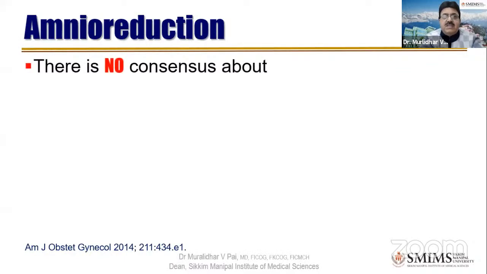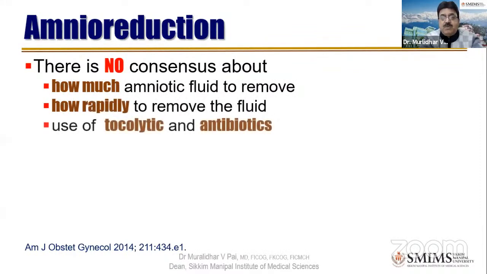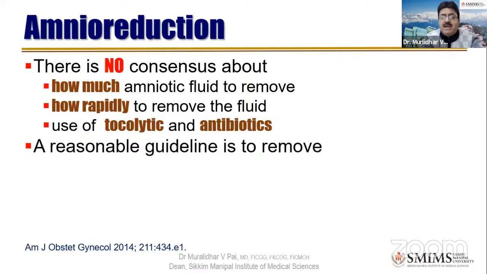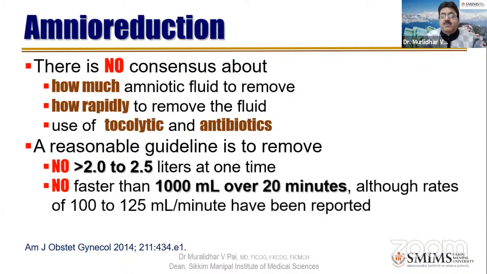Amnio reduction: there is no consensus about how much amniotic fluid to be removed in a given setting, how rapidly it should be removed, and whether to use tocolytics and antibiotics before doing this. A reasonable guideline is to remove not more than 2 to 2.5 liters at a given time. Otherwise, there's a danger of abruptio placenta if you suddenly remove more than that. And it should be removed very slowly, no faster than 1000 ml over 20 minutes, although rates of 100 to 125 ml per minute have been reported.